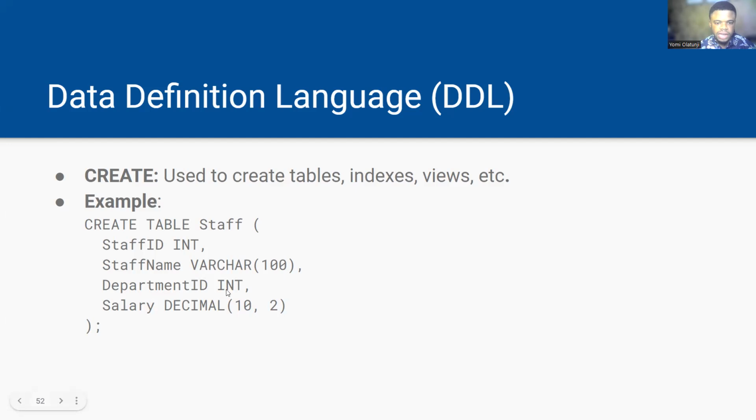Then we have department ID, which is also a number, and then maybe the salary. These are some of the things that we probably want to save. So this is the syntax to create table.